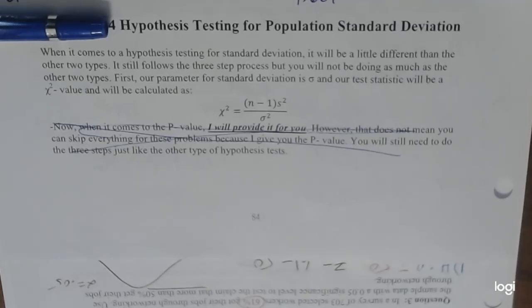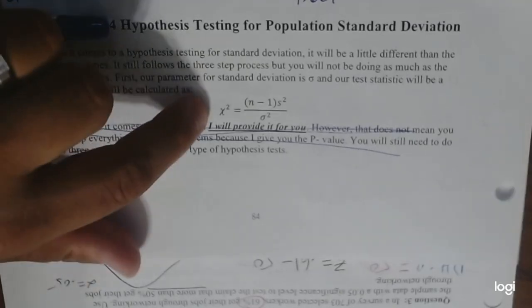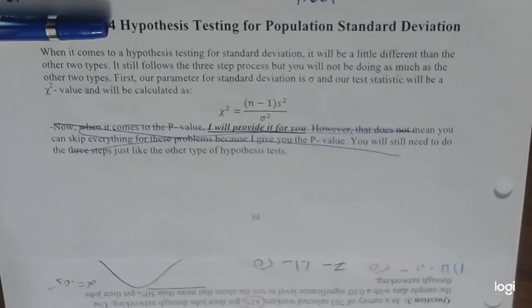In other words, the only difference between the three sections, hopefully you noticed, is that one is proportion, one is mean, and one is standard deviation. For proportion, you're using normal distributions, so z-scores. For mean, you're using t-values. And now, since we're doing standard deviation, it's going to be chi-squared, so the chi-square distribution. So literally the only thing that changes is step 2. Everything else is almost identical.